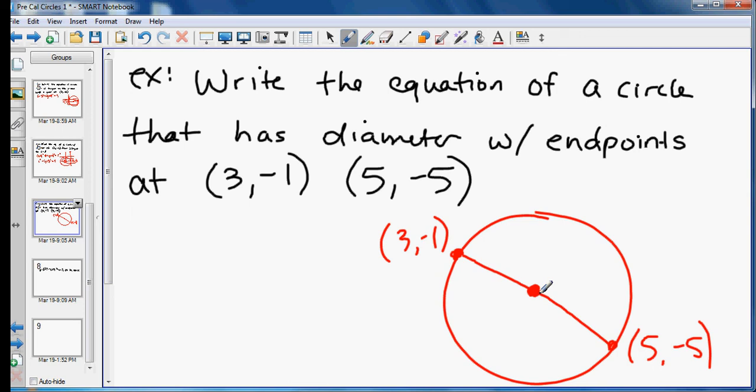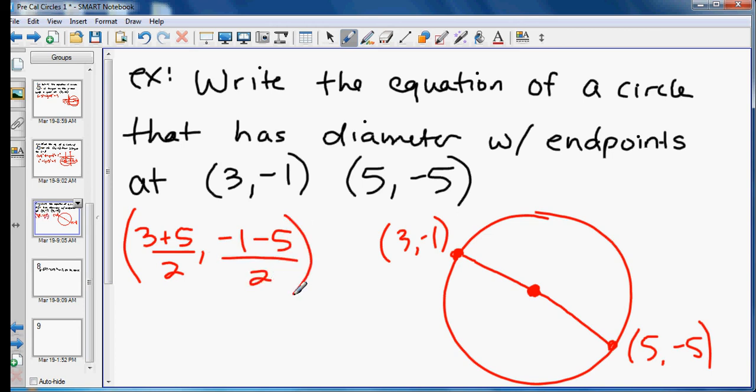So I will add the x's together and divide by 2, and I'll add the y's together and divide by 2. So that gives me 8 over 2, which is 4, -6 over 2, which is -3. So now I know the center. The center is 4, -3. Okay, now the radius is the distance from the center to the edge of the circle.